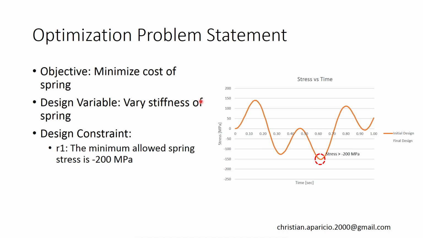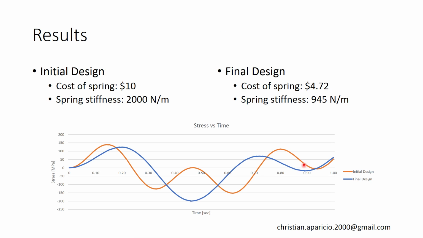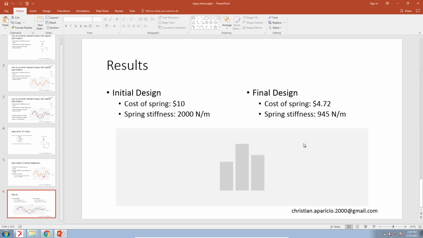As for our optimization problem statement, we have the same objective, same design variable, but now our constraint is different. We want to say that the stress in the spring again should be no less than negative 200 megapascals. And now let's walk through the process of doing this in MSC Nastran.